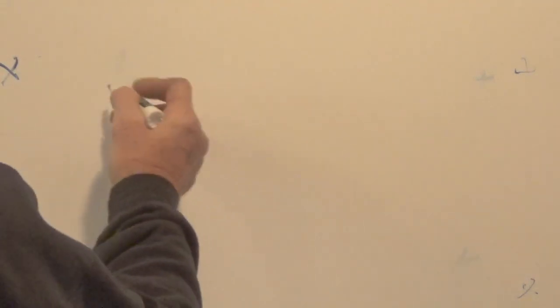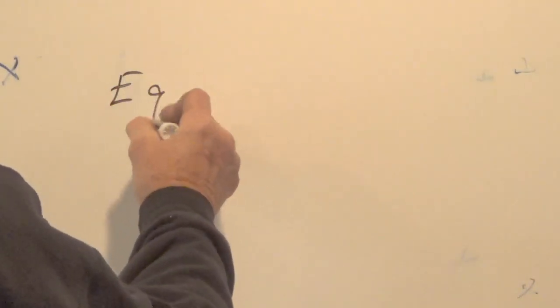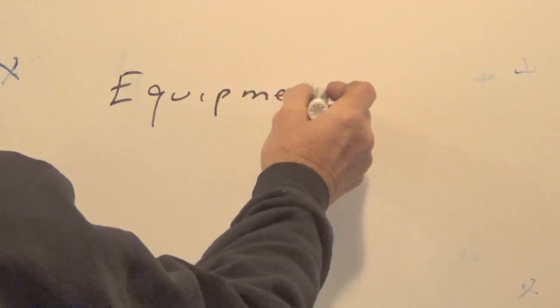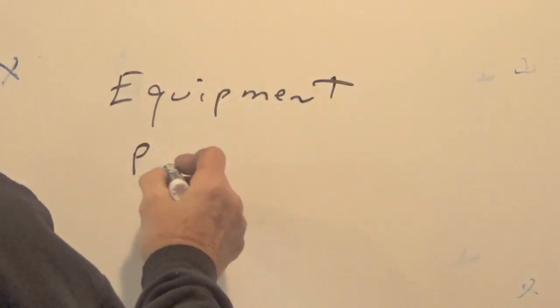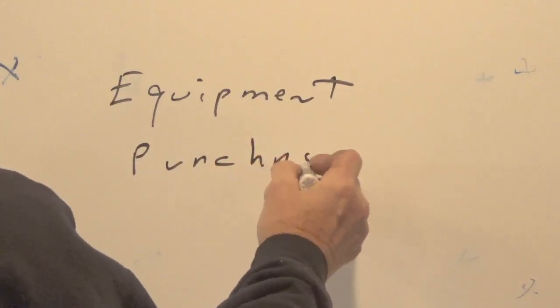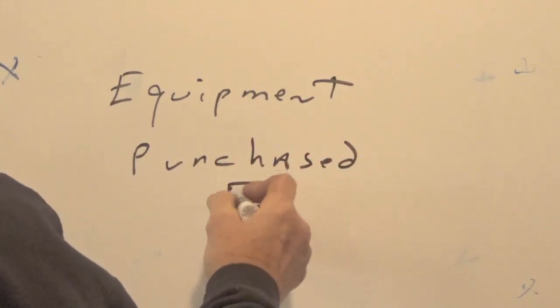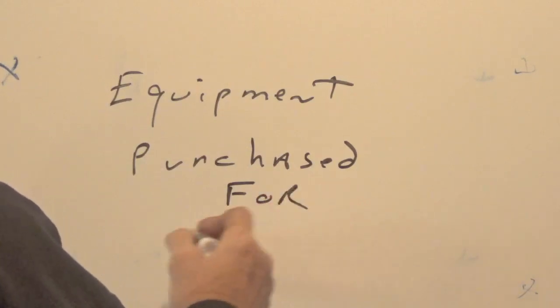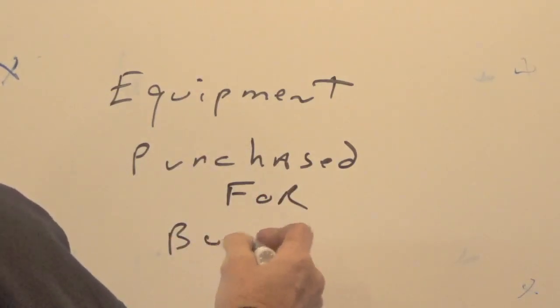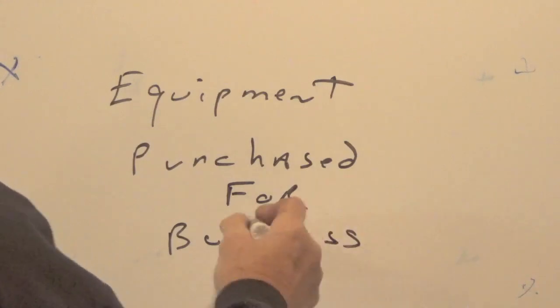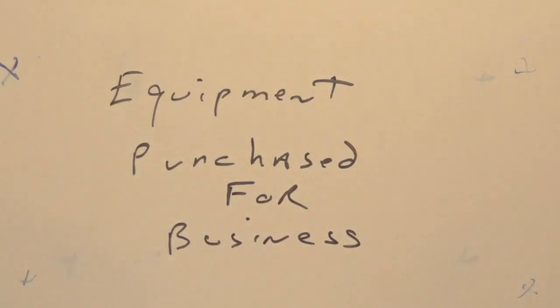Hey guys, this video that I'm making is a little bit more formal than most of the videos that I do. So this is about equipment that you purchased for business. Okay? This is basically the name of the subject. So equipment purchased for business.